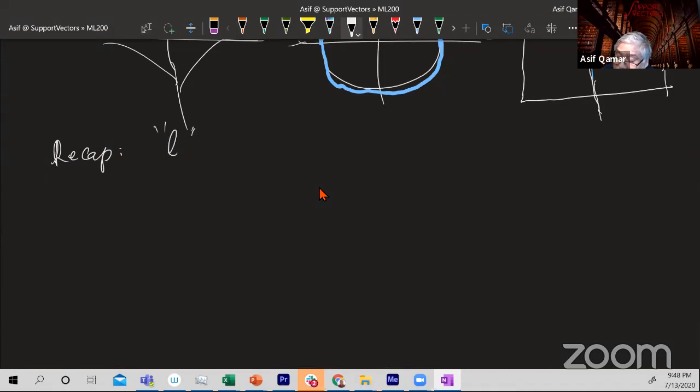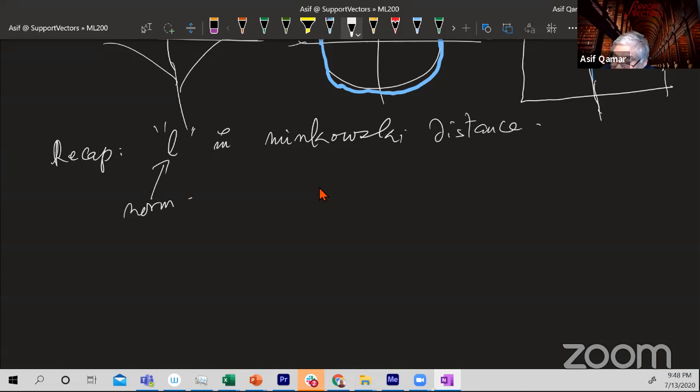L in Minkowski norm. Minkowski's definition of a distance. It is called the norm. What it means is, look at this expression. The Lth norm of a distance between 2 points is defined. It's a generalization of Euclidean distance. It is defined as this.